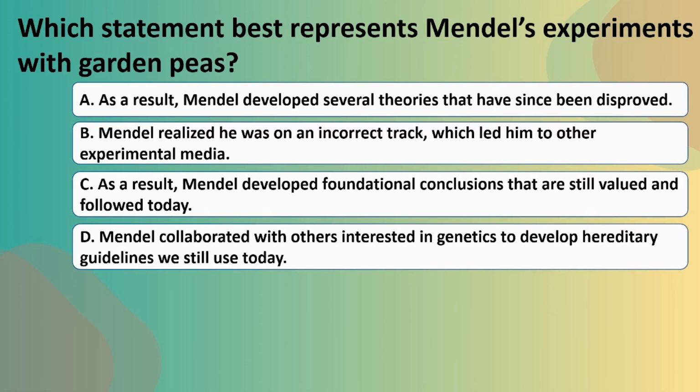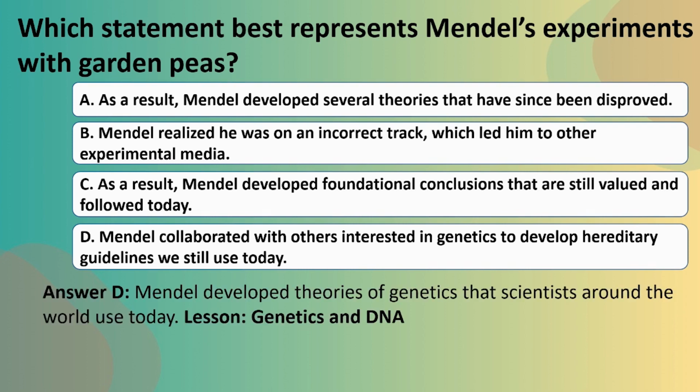Next question. Which statement best represents Mendel's experiments with garden peas? A, as a result, Mendel developed several theories that have since been disproved. B, Mendel realized he was on an incorrect track, which led him to other experimental media. C, as a result, Mendel developed foundational conclusions that are still valid and followed today. D, Mendel collaborated with others interested in genetics to develop hereditary guidelines we still use today. Looking at our options and remembering our material, Mendel is the father of genetics, and he had a theory of heredity. So where does that leave us? With option D. Mendel developed theories of genetics that scientists around the world still use.